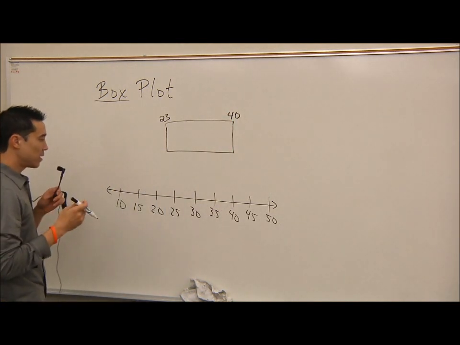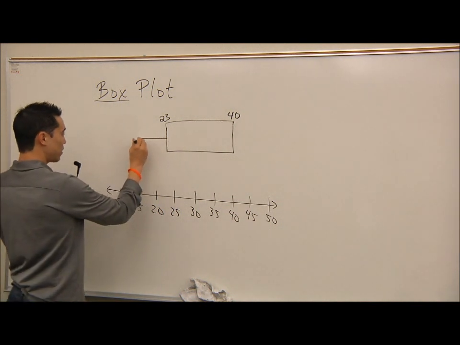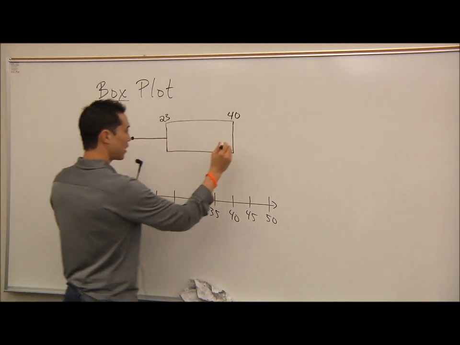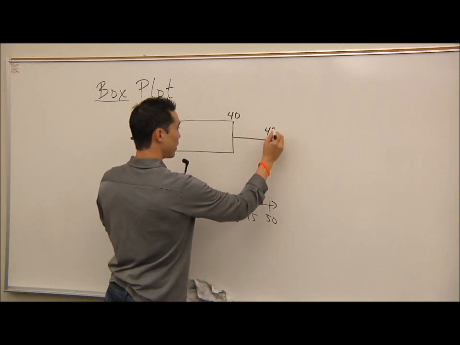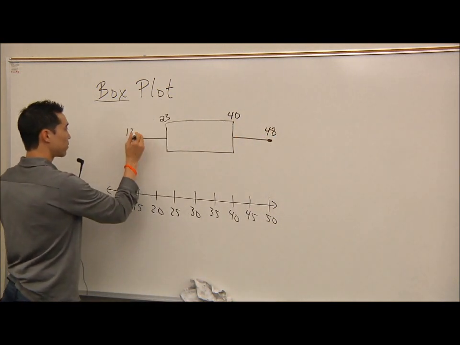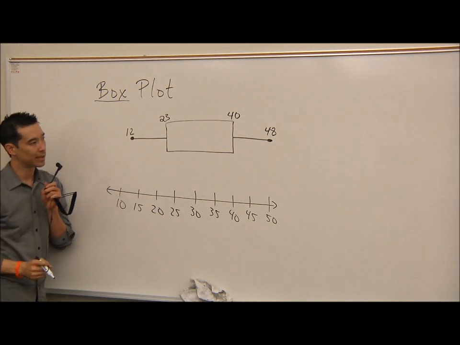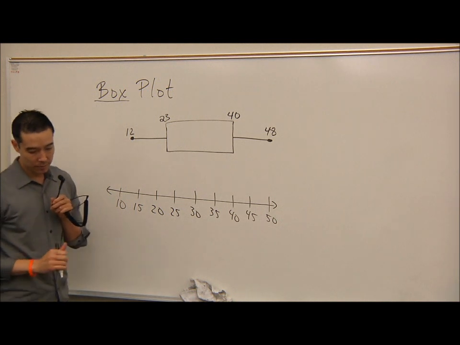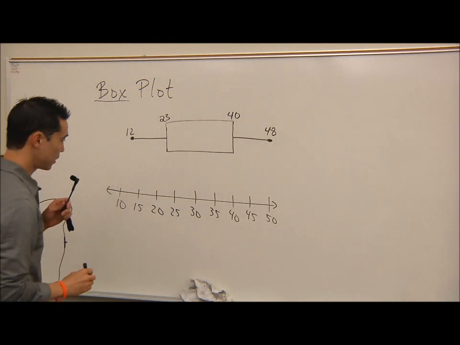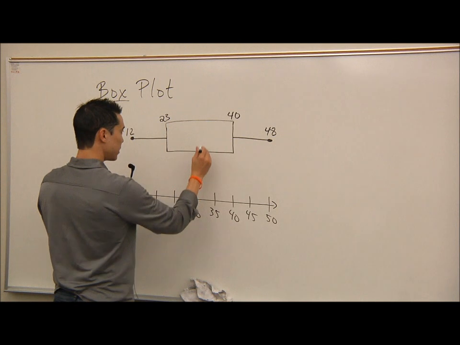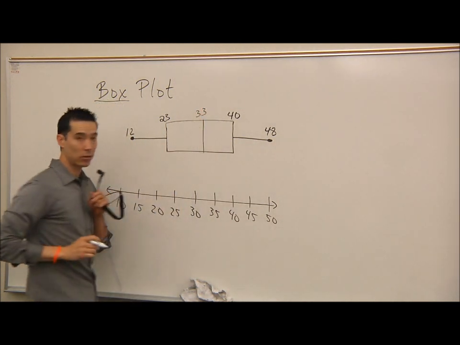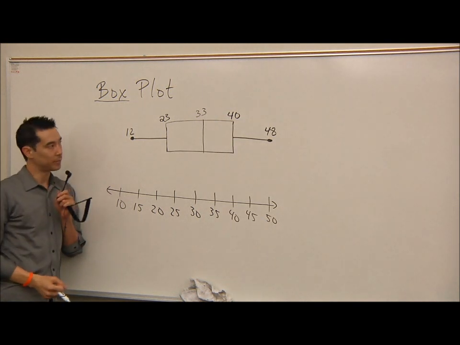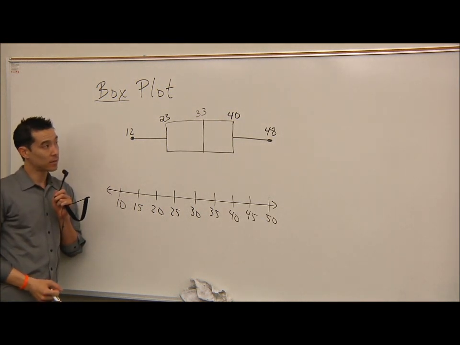Okay? Then you have little lines that go out to the minimum value with a dot and the maximum value with a dot. And go ahead and tell your reader what those numbers are. So in this case, it's 12 and 48. And what was my median for this problem? 33. So right where your median is, you just put a vertical line. And that vertical line marks the median. And there you have it. This is our box plot.